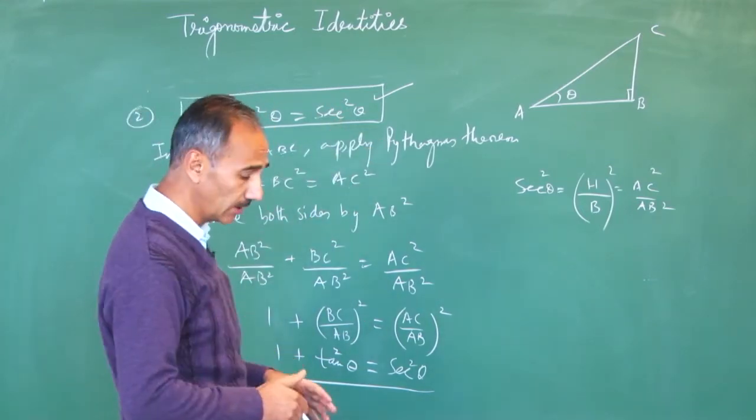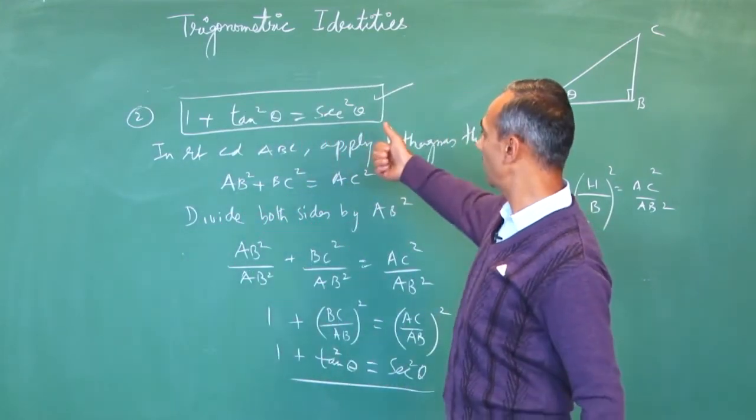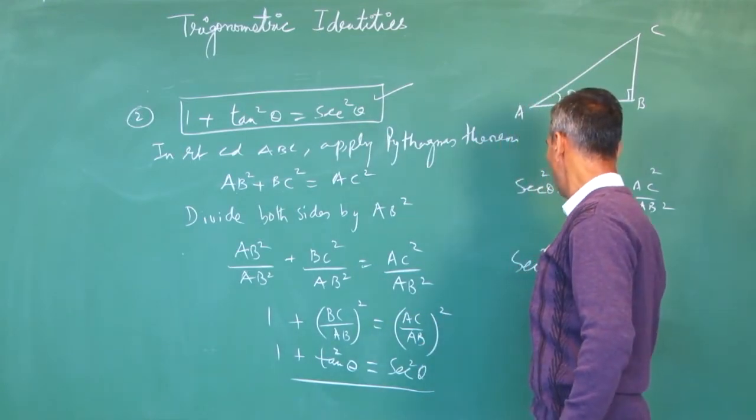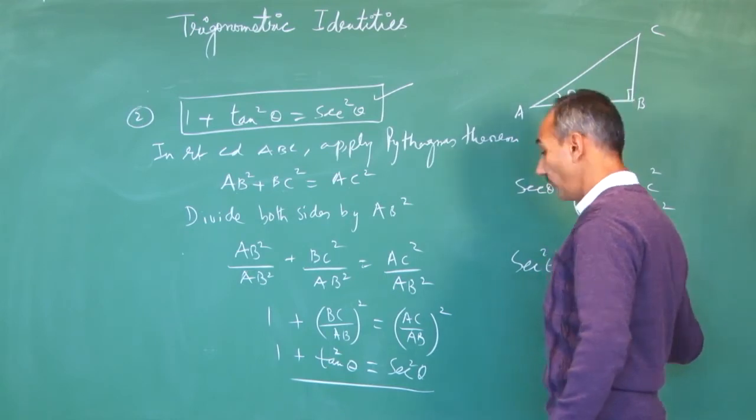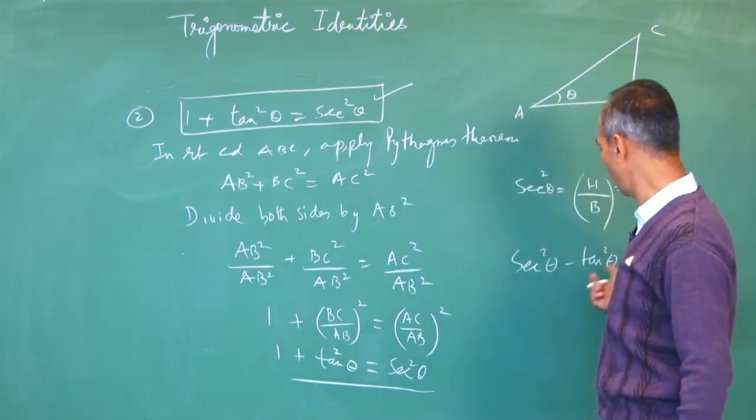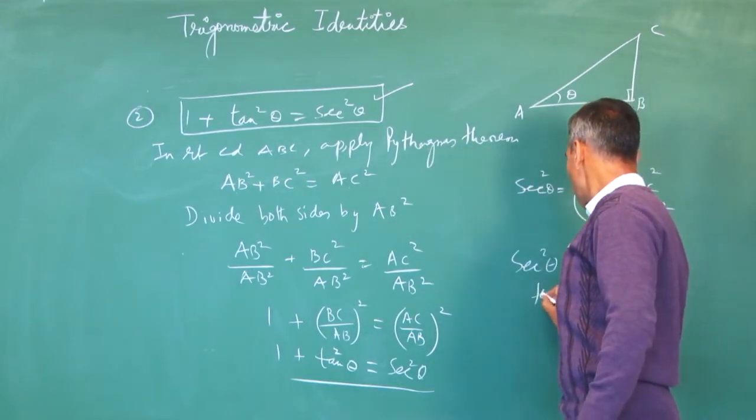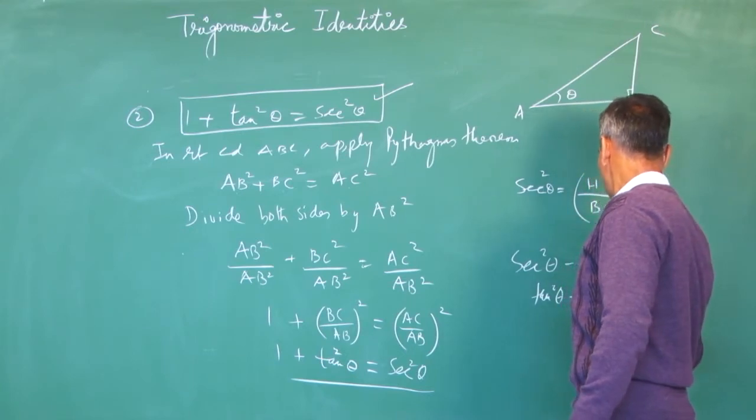Now what are the other versions of 1 plus tan square theta is secant square theta? You could say secant square theta minus tan square theta is 1. That will be one way of expressing it. Secant square minus tan square theta is 1. See, if you are asked to prove secant square minus tan square is 1, it's the same result. One more would be, tan square theta is equal to secant square theta minus 1.